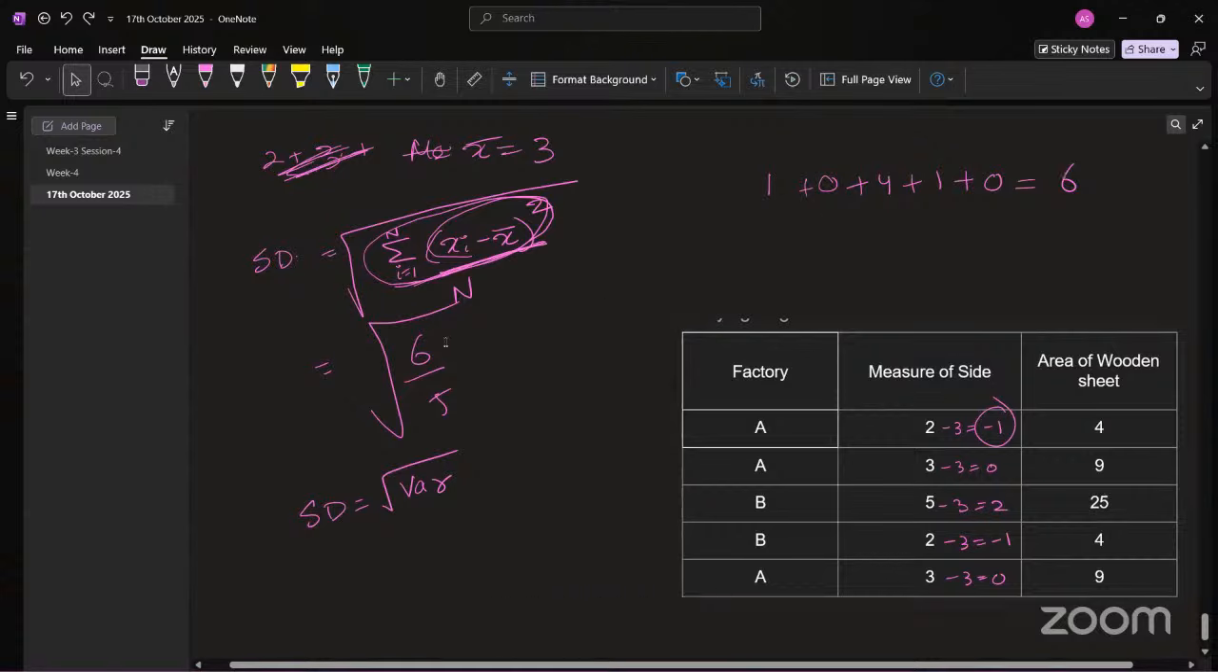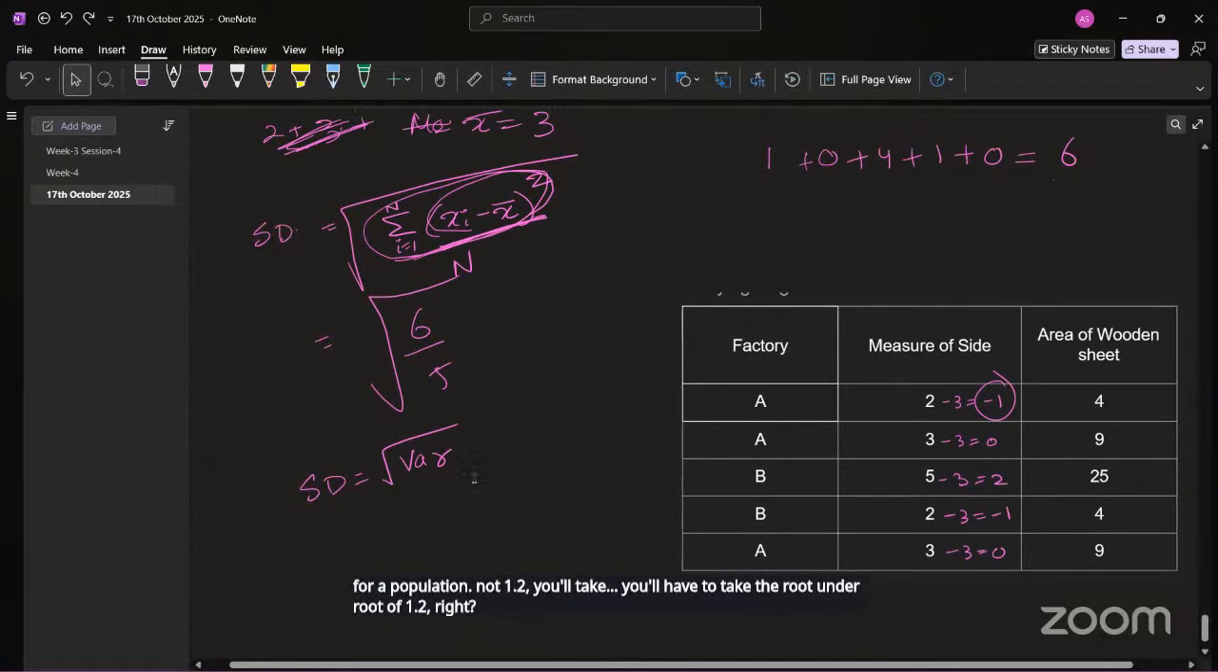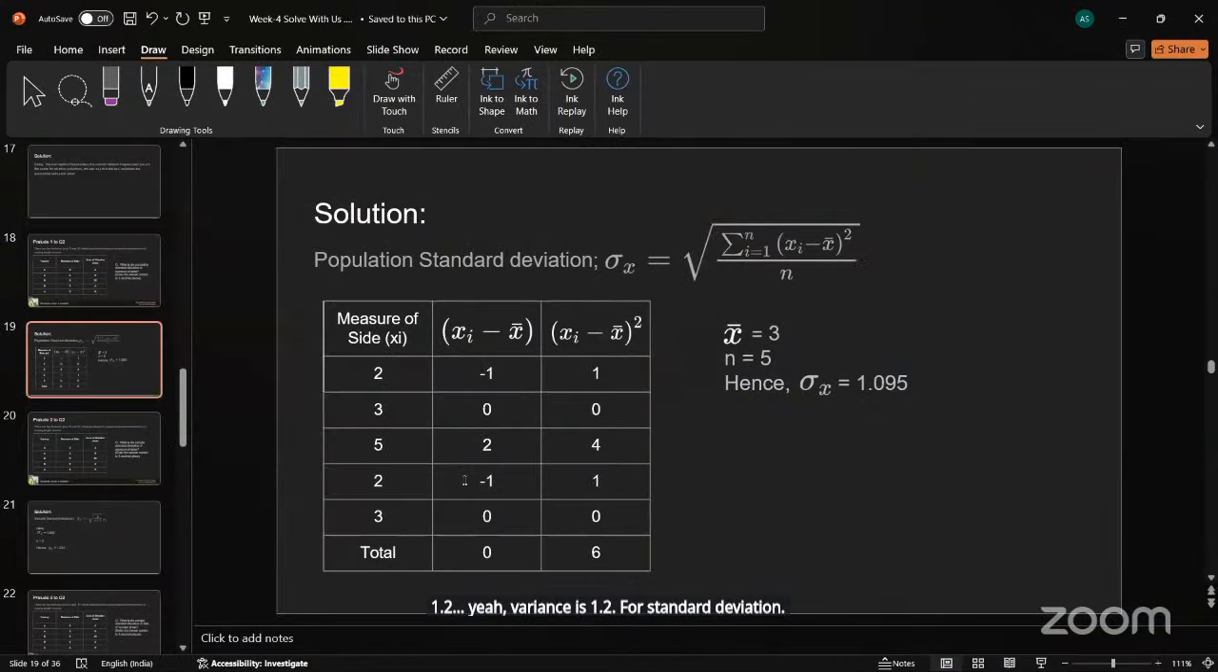For population, it's 1.2, I think. Not 1.2, you'll have to take the square root of 1.2, right? Yeah, variance is 1.2. No, guys. 1.2 is just this quantity that is inside the root. You have to take the root also.